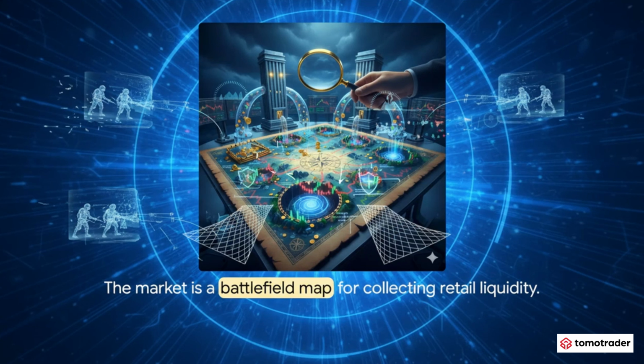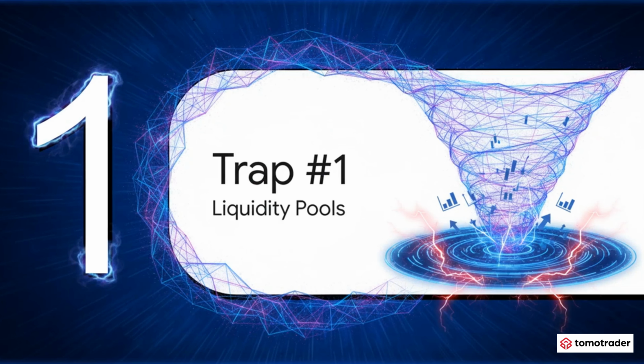I really want you to start treating the market like a battlefield map. You know that line you, as a retail trader, look at and think, oh, that's strong support, or that's solid resistance. Well, the market makers see something completely different. To them, that line is literally a stop-loss buffet. They know exactly where the retail armies are hiding their stops, and they engineer very precise maneuvers to go out and trigger them. All right, let's jump right into trap number 1, liquidity pools.